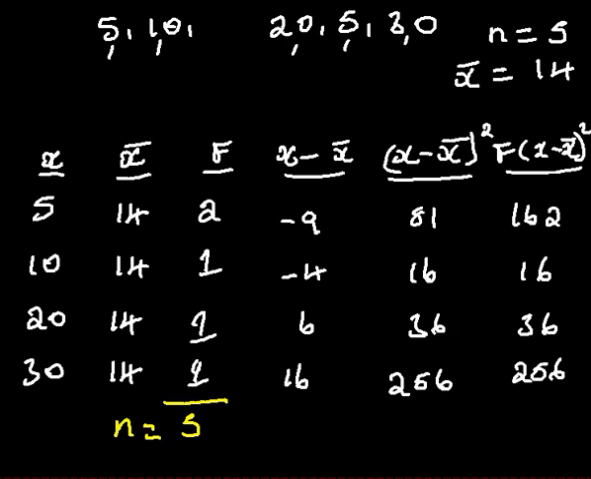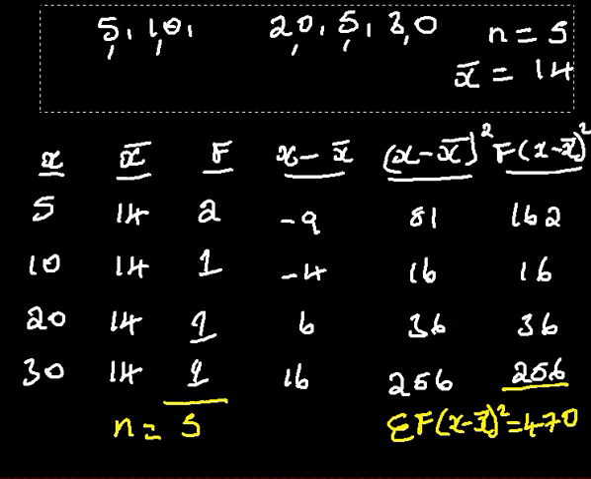And we should have the summation of this column. So that will be given as the summation of f(x minus x bar) to the power 2. So what would be that? We have 256 plus 36 plus 16 plus 162. So that should be 470. I'll write that. And now we can have the variance.